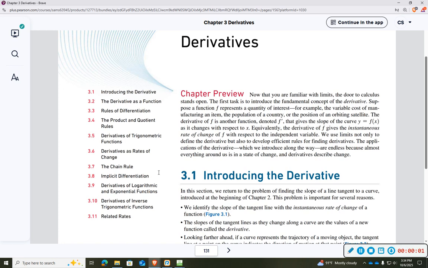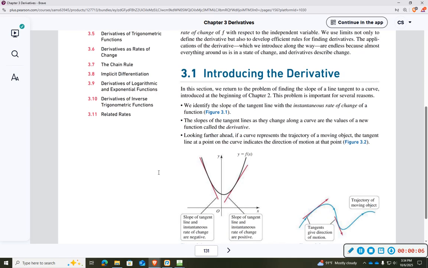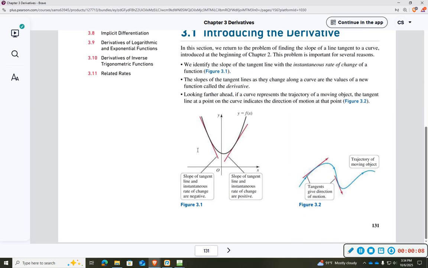All right, today we're going to be looking at section 3.1, introducing the derivative. The big takeaway here is that you want to know that the derivative of the function is going to be the slope of the line at a point, also known as the instantaneous rate of change. And so you can see some figures.